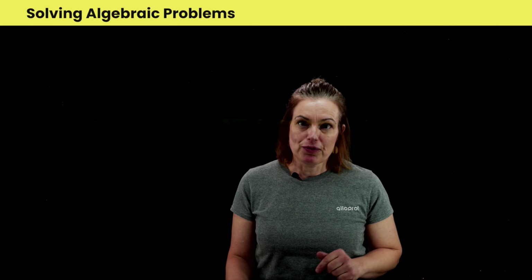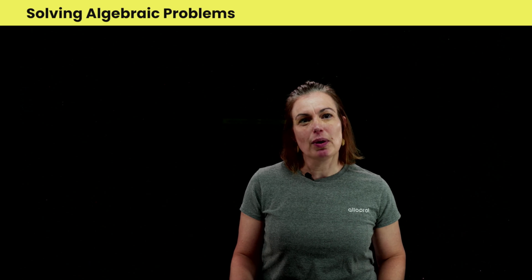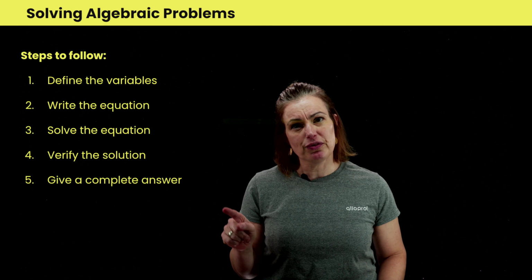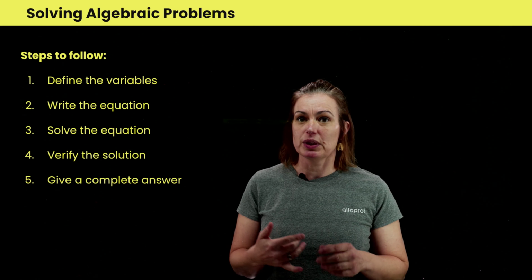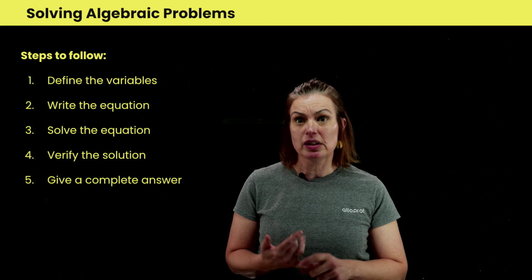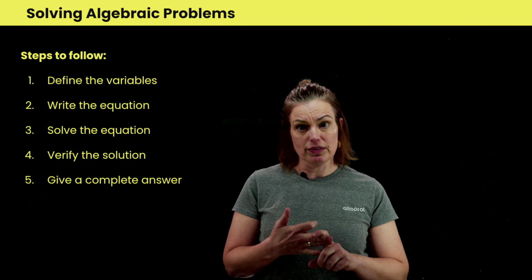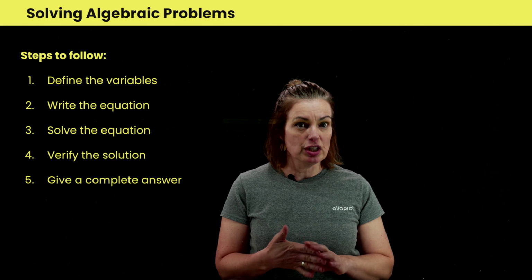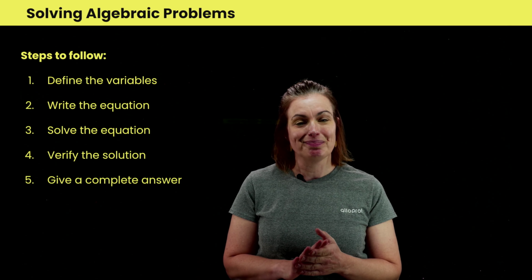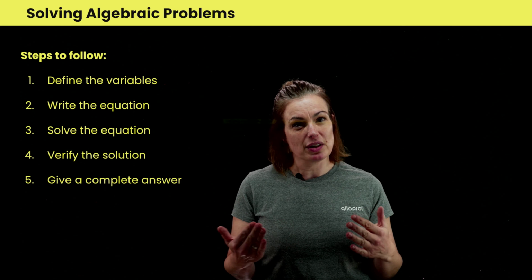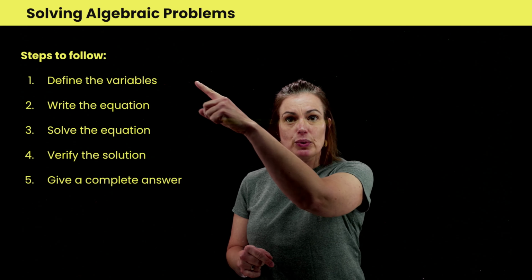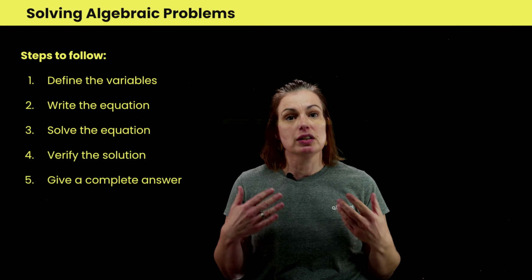You might remember from our first video that we looked at a few problems and followed 5 steps. We always follow these steps when we're solving algebraic problems. We need to first define the variables, write the equation, solve the equation, verify the solution, and then give a complete answer. In this second video, we're going to be looking at problems that are more difficult than what we saw in the first video. And we're really only going to focus on the first 2 steps to complete those problems.